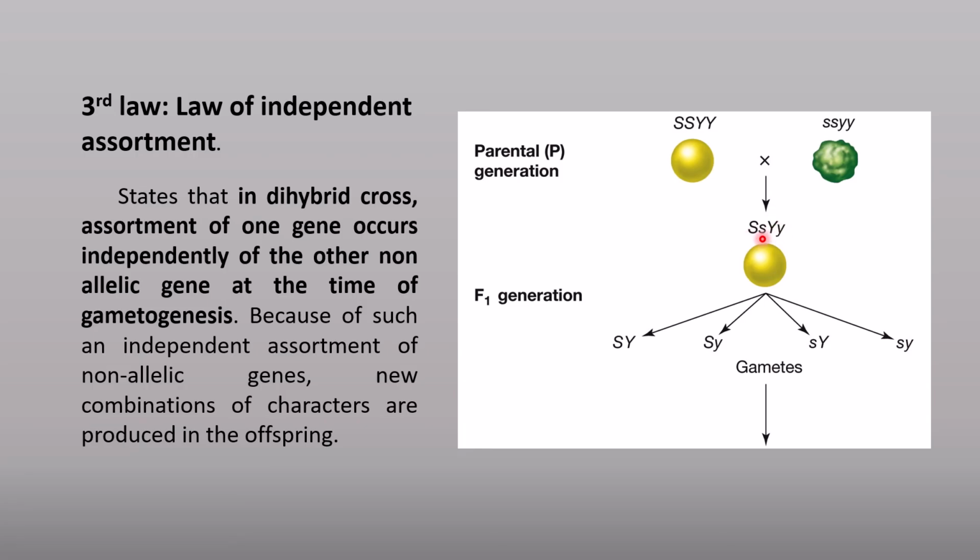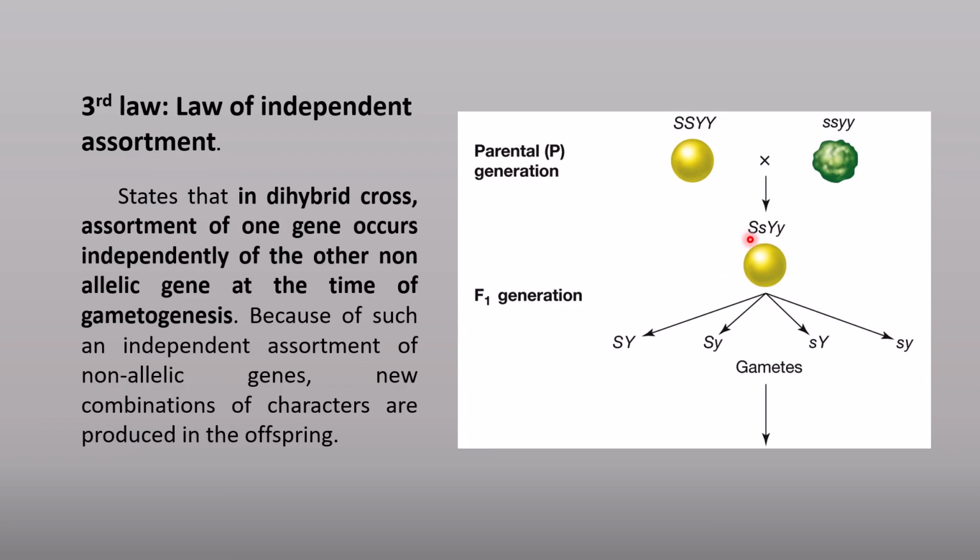So S and s, and Y and y, are allelic pairs of genes, whereas S to Y is a non-allelic pair of genes. So this law states that the assortment of one gene occurs independently of other non-allelic genes. When gamete formation is happening and this S goes to a particular gamete, this is not dependent on these non-allelic genes. This can go to any gamete, and it is purely on a chance basis. These two genes are non-allelic to this S, right? So these can go to any gamete.